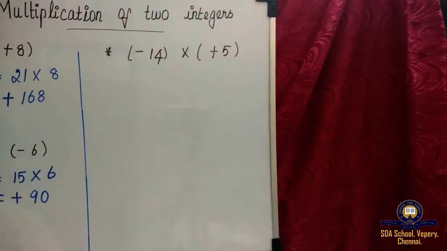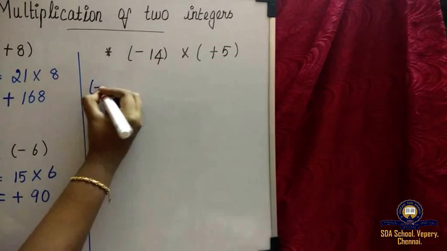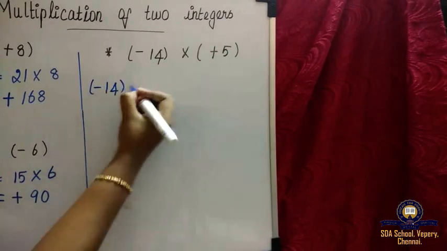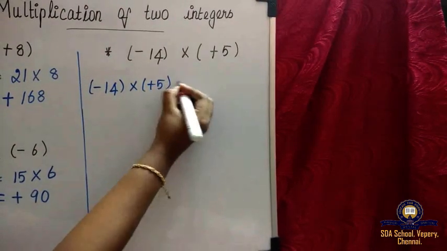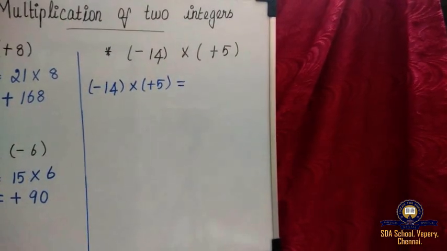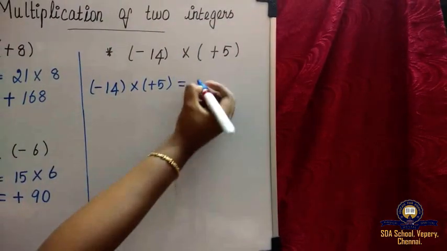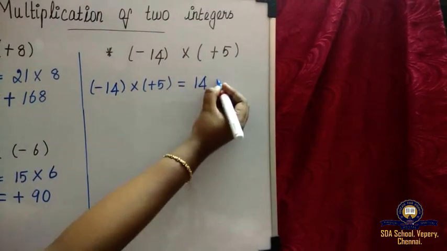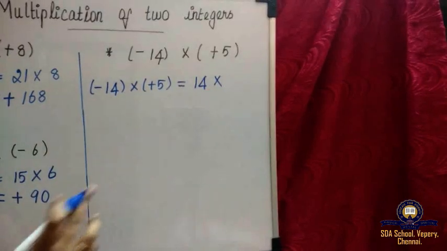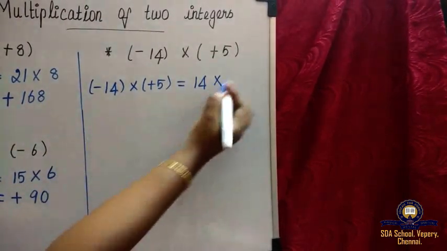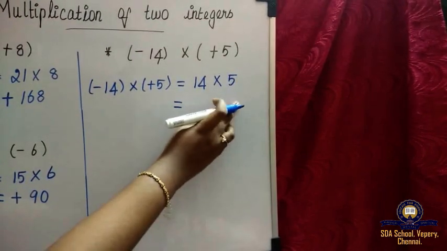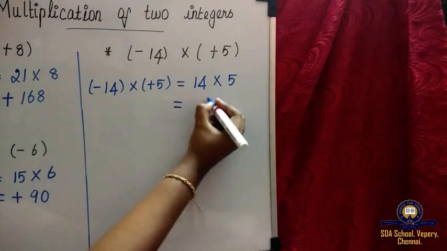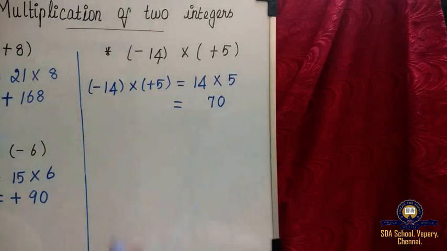Next problem, minus 14 into plus 5. So first we have to find the absolute value and we have to find the product of the absolute values. The absolute value of minus 14 is 14, into the absolute value of plus 5, which is 5. 14 into 5 is equal to 70.